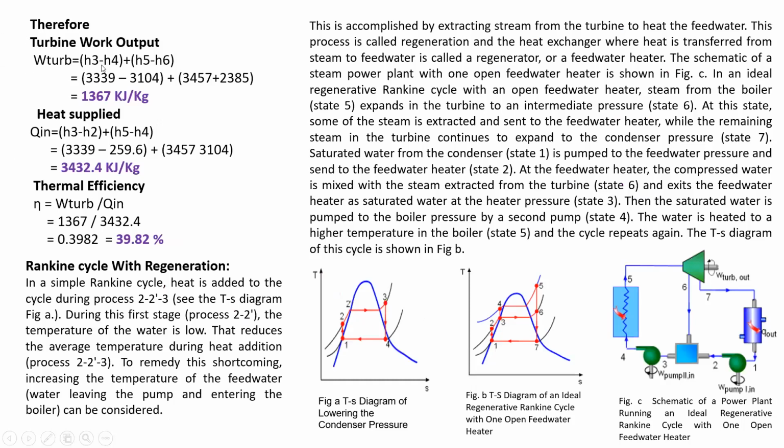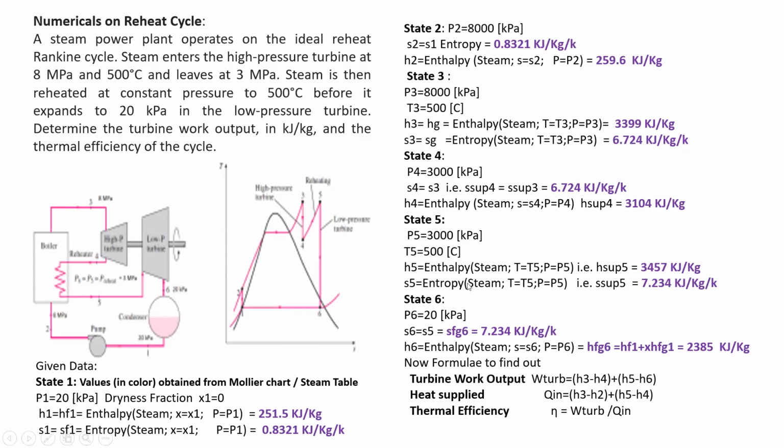Therefore, turbine work output is equal to H3 minus H4 plus H5 minus H6. All the values we have got here. Instead of going through that, H6 we have got directly from 2 points: P is equal to P6 and S is equal to S6. From these 2 points, you can find out the value of 2385 kilojoules per kg.